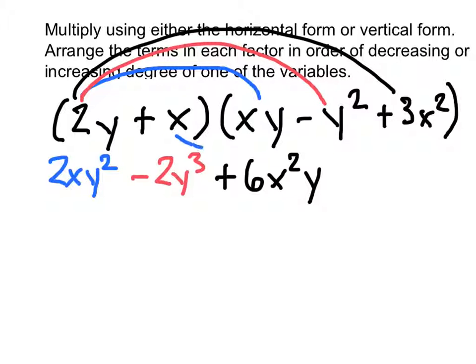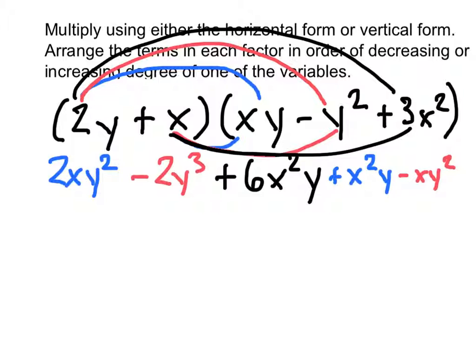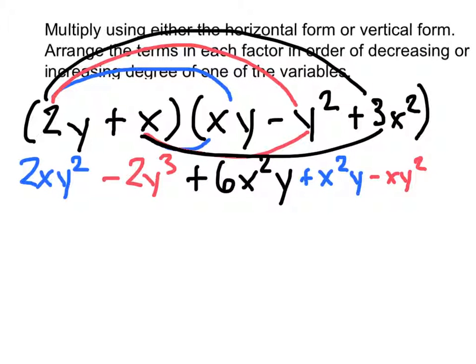Now, when I distribute this, I get a positive x squared y. And then I'm going to distribute this, and I get x times negative y squared is negative xy squared. And finally, on my last distributing, I'm going to get a positive 3x cubed. When I multiply x times 3x squared, I get a positive 3x cubed. So let's write that, positive 3x cubed.